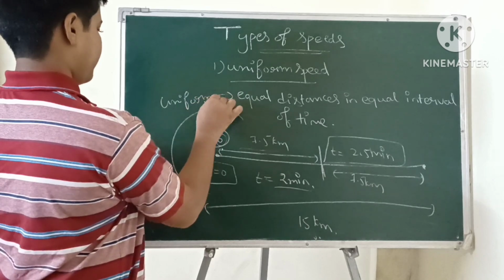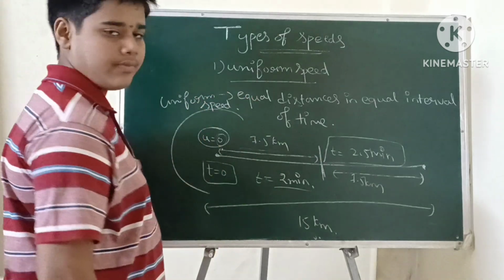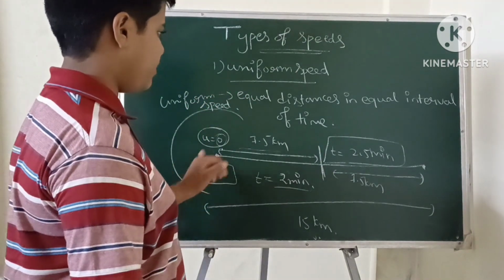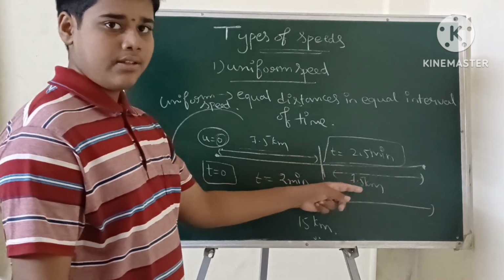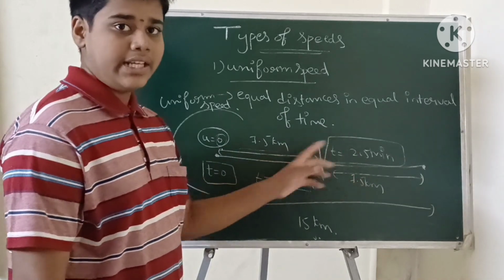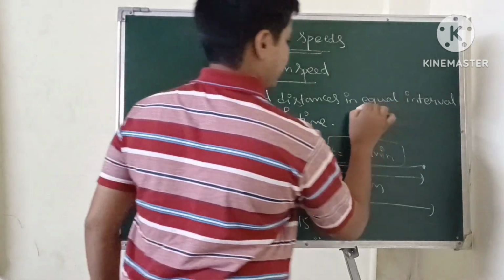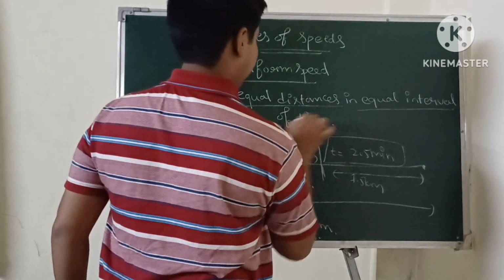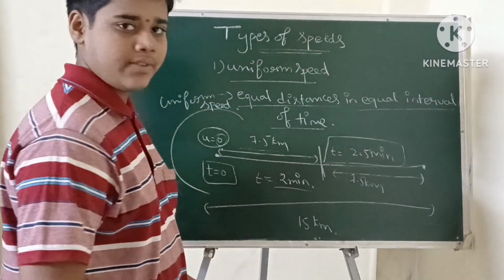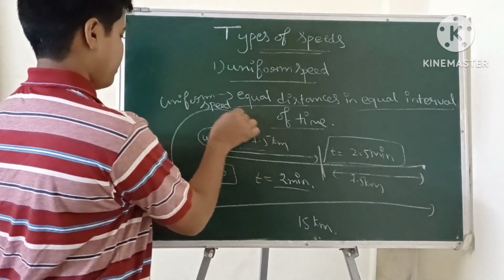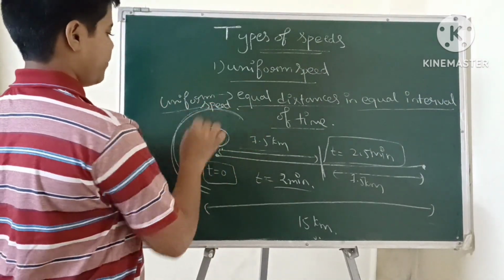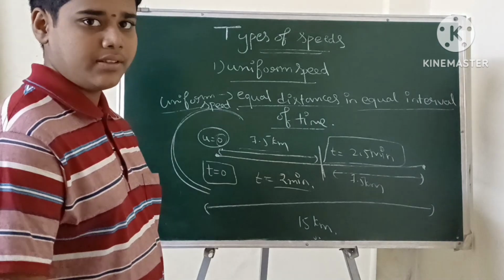Uniform speed. Okay, uniform speed means we have to cover equal distances in equal interval of time. See here, equal distances in equal interval of time. So this case is considered as uniform speed. Okay.